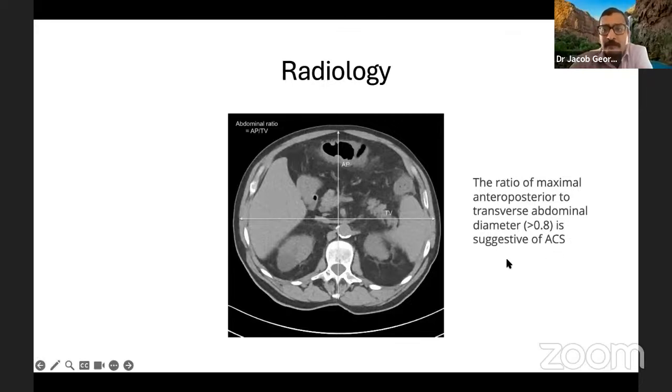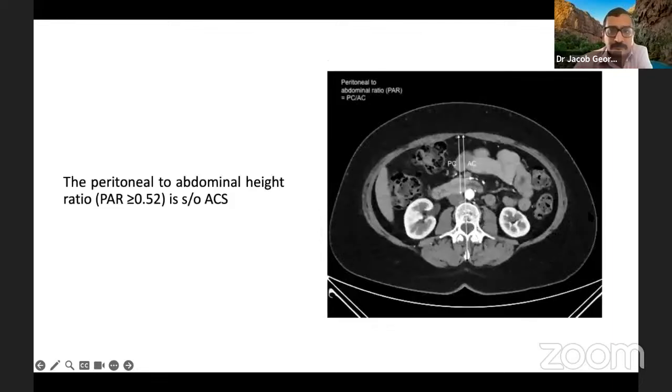Now, if you're doing a CT for a patient, for example a polytrauma patient, or for any purpose, one thing that is mentioned is that if you have an anteroposterior diameter to transverse diameter ratio of more than 0.8, then that is suggestive of abdominal compartment syndrome. And there is something else called the peritoneal to abdominal height ratio, PAR. You can see that the peritoneum is somewhere just above the IVC. So if you have a peritoneal to abdominal height ratio of more than 0.52, which again tells you that the abdominal compartment is stretching upwards, that is again suggestive of abdominal compartment syndrome.